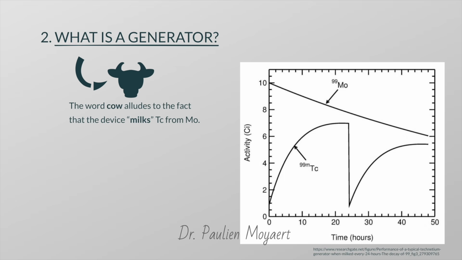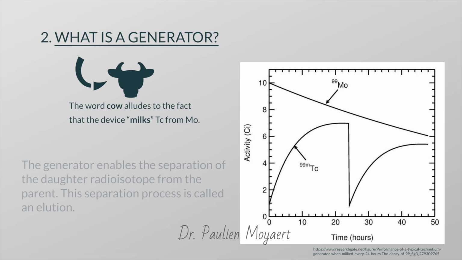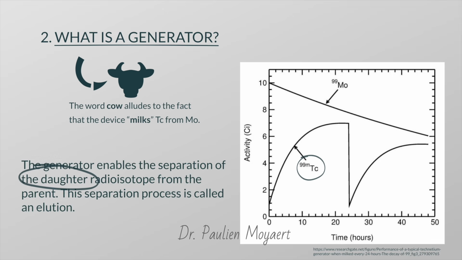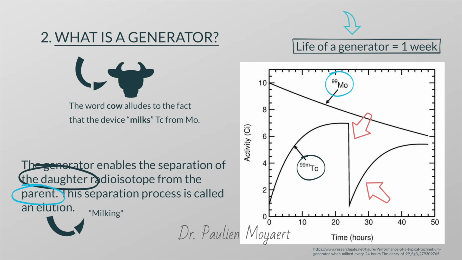The decay of molybdenum is shown by the upper curve. The generator enables the separation of the daughter radioisotope from the parent. This separation process is called an elution, also referred to as milking. Once separation occurs, the generator starts generating more daughter that can be again separated in sufficient quantity at a later time. Because the half-life of molybdenum is 66 hours or slightly less than 3 days, the supply of parent product will deplete to insufficient levels in roughly 1 week and must be replaced with a fresh system.